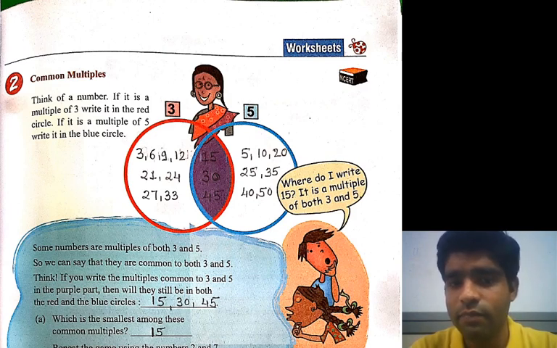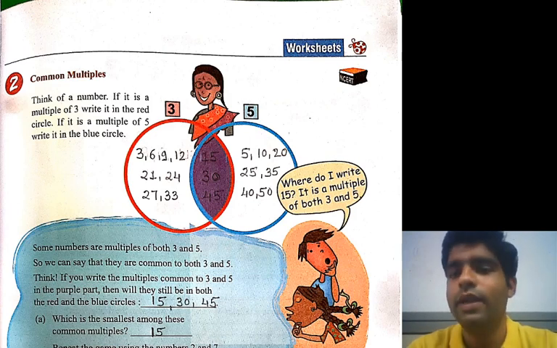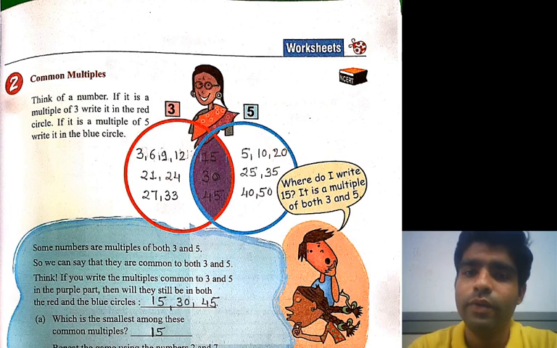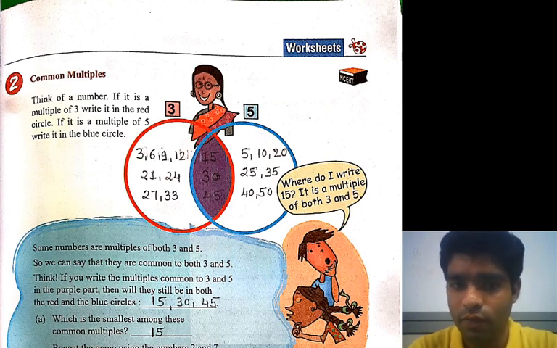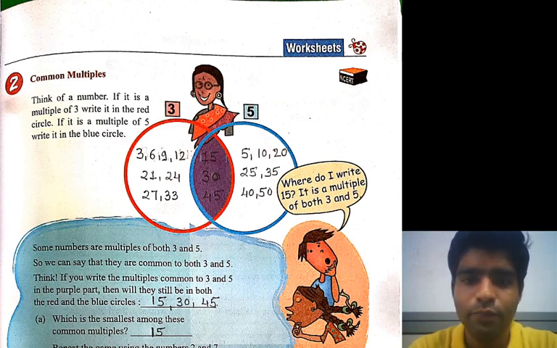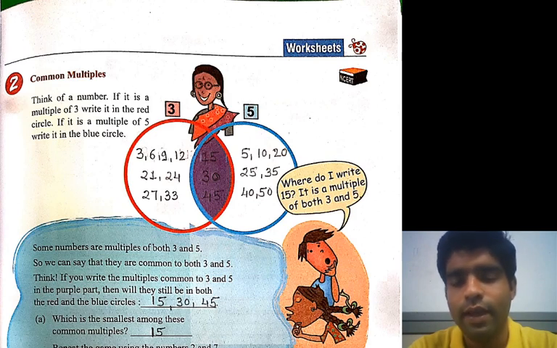These three are one of the most important examples. This is our common multiple of 3 and 5. On the first side we write down the table of 3, and on the second side the table of 5. In both tables we find the common numbers, and we write the common numbers in the purple column. Understood? Then if you write the common multiples of 3 and 5 in the purple part, they will be in both the red and blue circle.